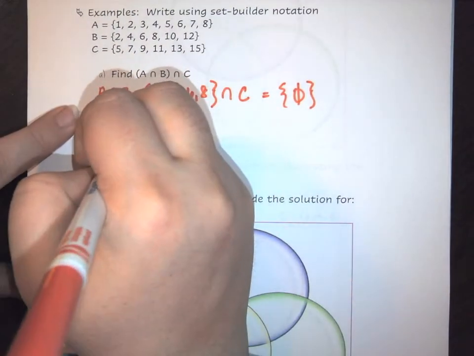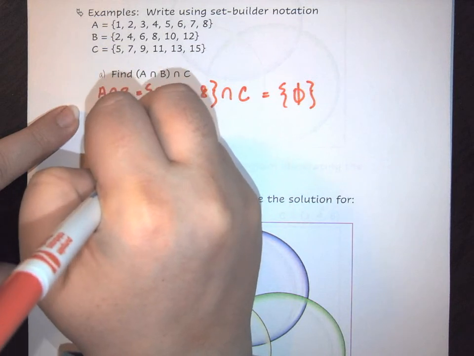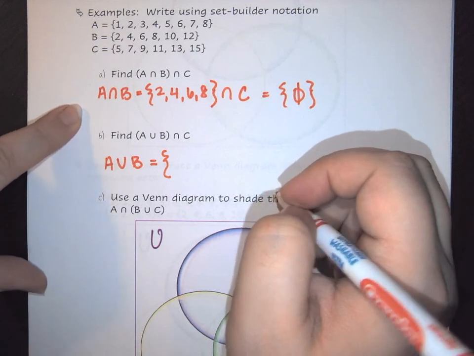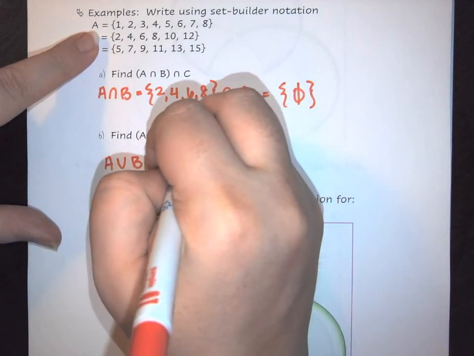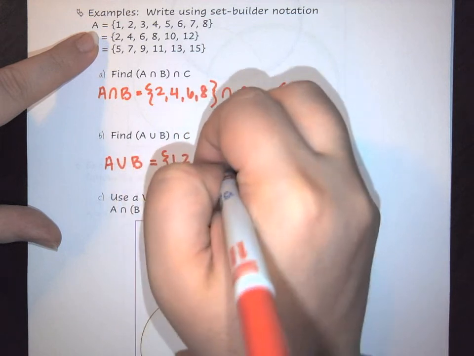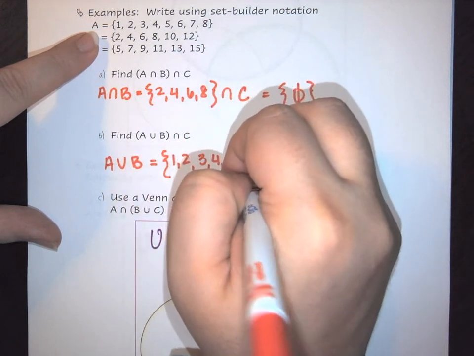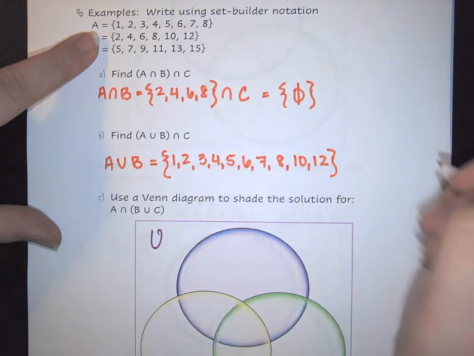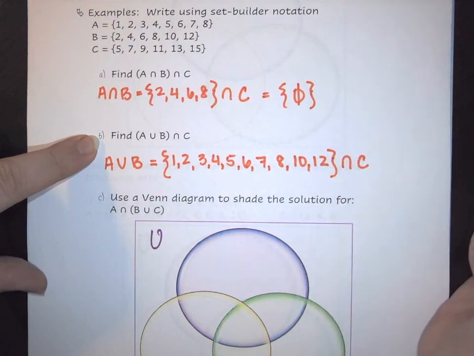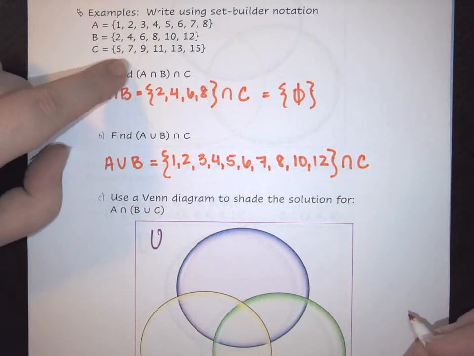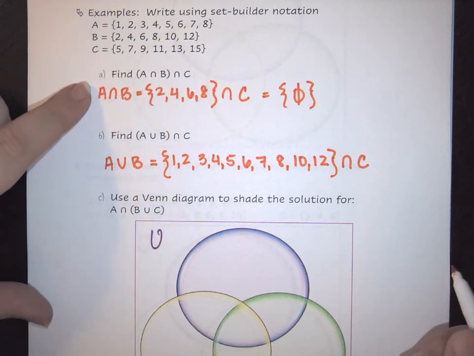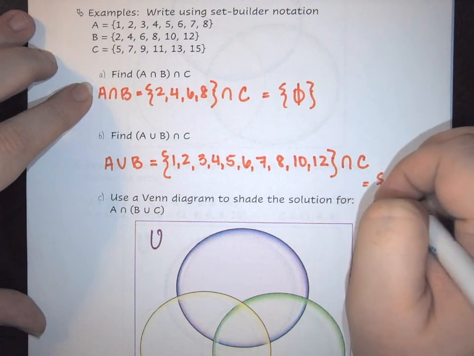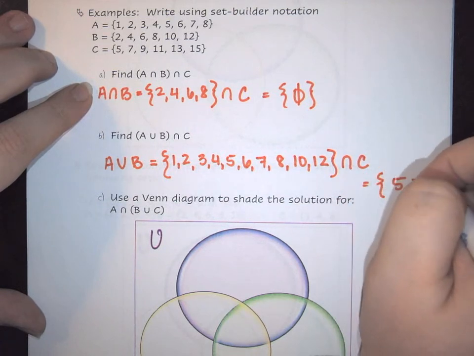Now this bottom one here says we want to start with A union B. To do that, A union B says we're going to put it all together. So here this is going to be 1, 2, 3, 4, 5, 6, 7, 8, 10, and 12. And then I want to intersect that with C. So if you look at C, C is 5, 7, 9, 11, 13, 15. So when we do that, we end up with the set 5 and 7.